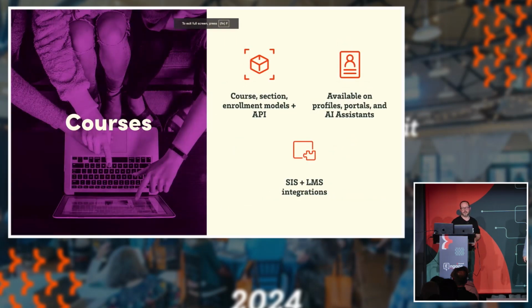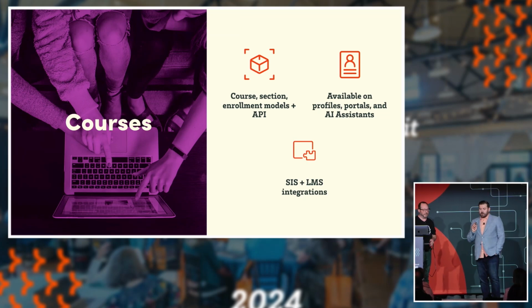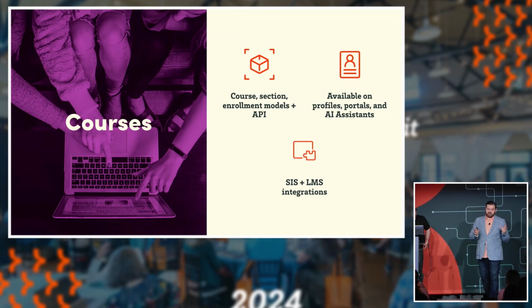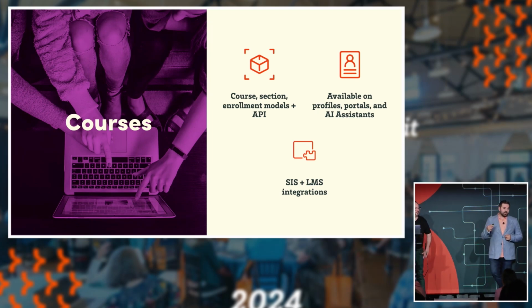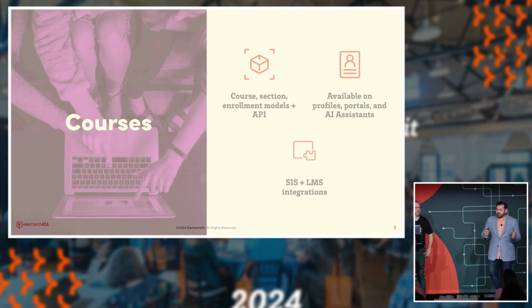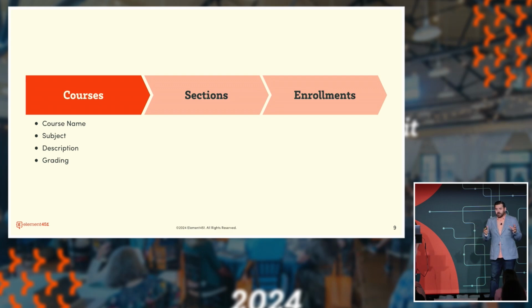All right, so courses. This is a big one that we want to focus on a little bit more today. We talked about how courses are going to have sections, and we'll talk about the data model for it. They're going to be available throughout Element and the portals, and they're going to integrate with our SIS. So we wanted to show you how we're thinking about courses, which is not just one thing, it's multiple things together. It's a hierarchy of different objects and how we're modeling them in Element. The first thing is courses, right?